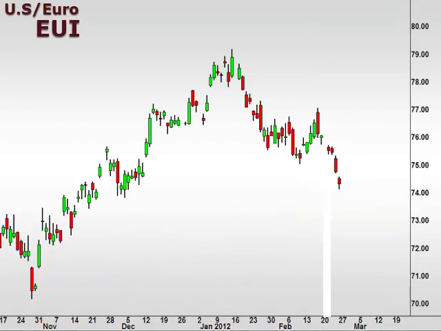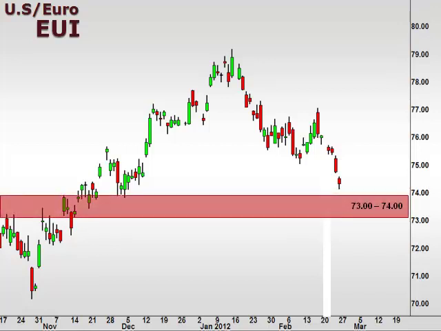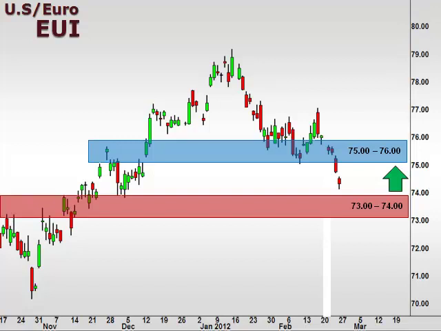Let's take a look at the U.S. dollar versus the euro, as seen here in the ISE FX Options pair value EUI. Well, the EUI appears to be heading lower to test the 73, 74 support level. However, after such a significant drop, we may see a retracement higher to test the 75, 76 resistance level this week.